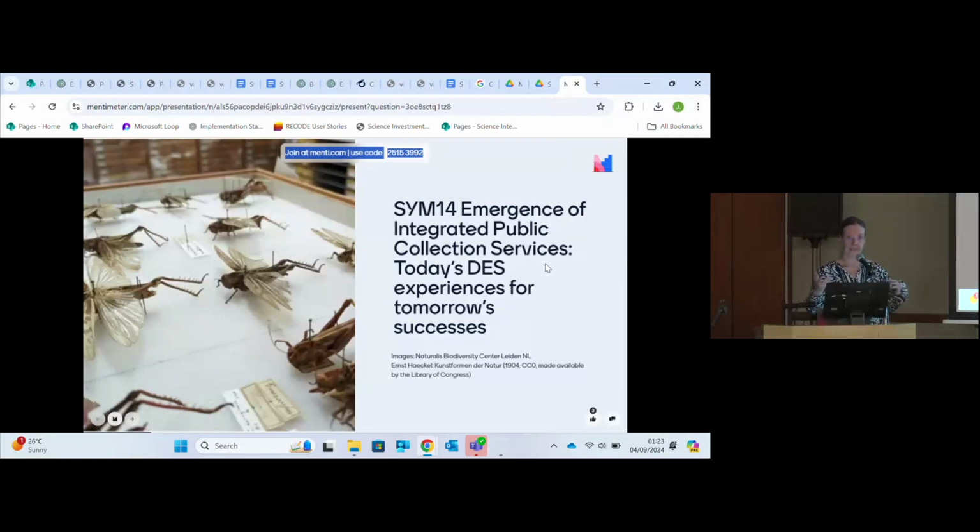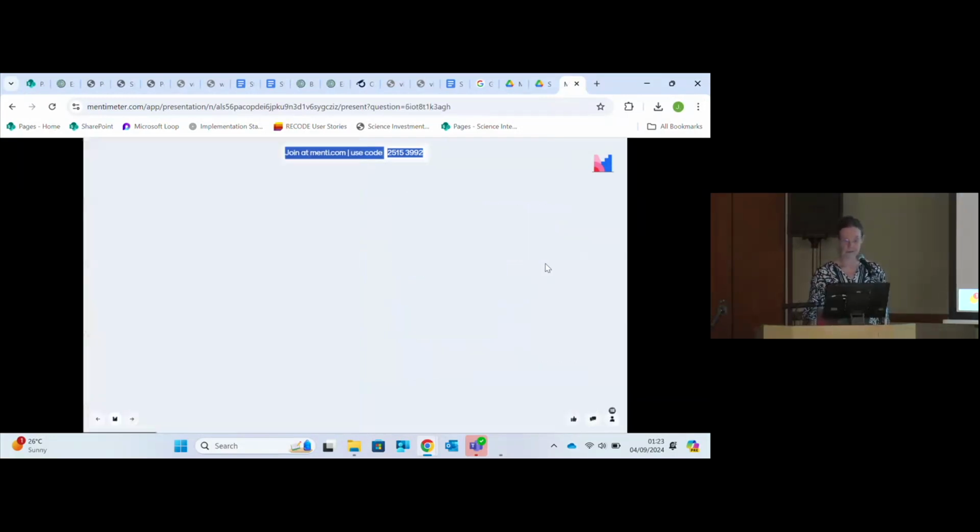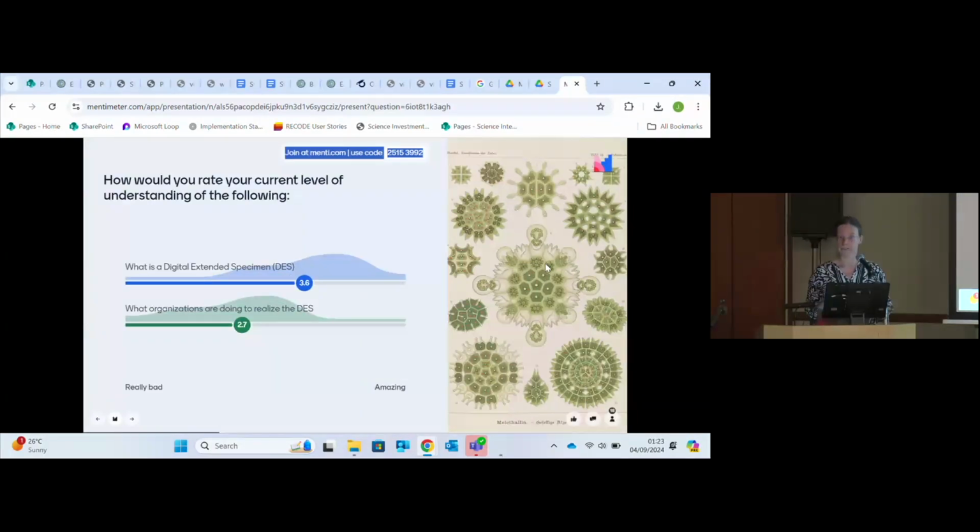So we are interested in what you know about the digital extended specimen. We would like to get some feedback from you, because we have been working on it for the past 3 years. So the first question is, how would you rate your current level of understanding of the following? What is a digital extended specimen? There is a scale from 0 to 6, likely.